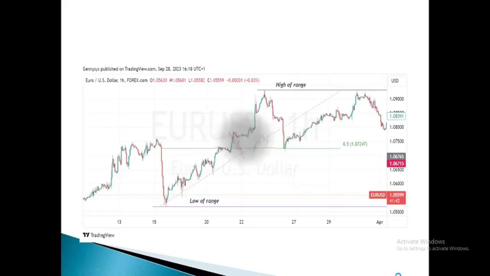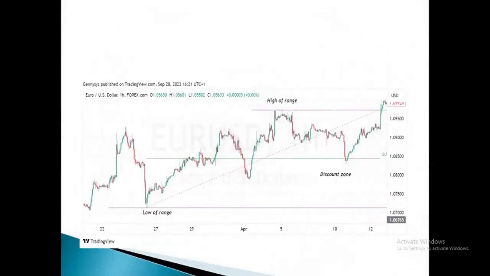Right? That 50% and below is called your discount zone. Right? And then we look at it. Determine the range. This is the low of the range. This is the high of the range. Pull off your fib from the low to the high. Whereas your discount zone, 50% and below. Price just taps that 50% and zooms up.